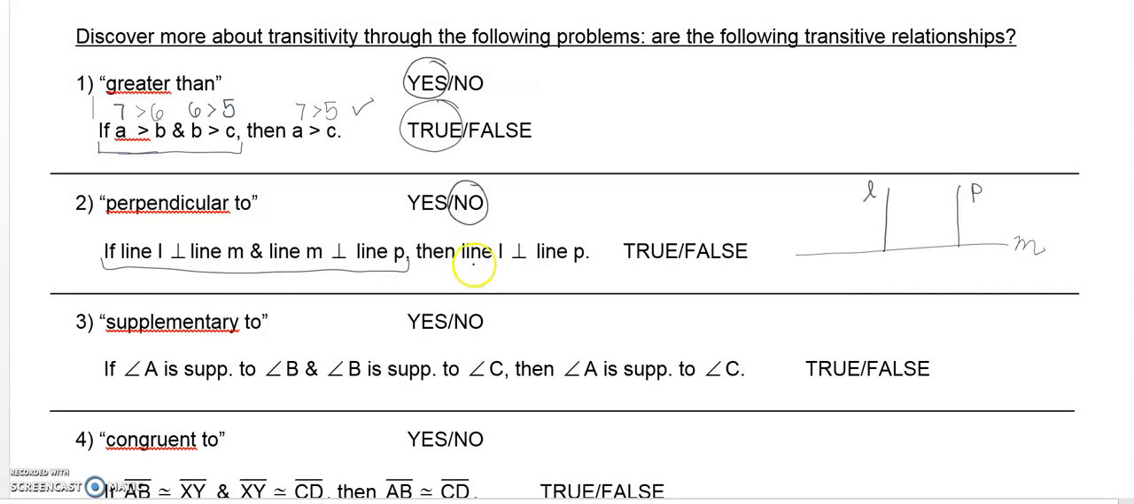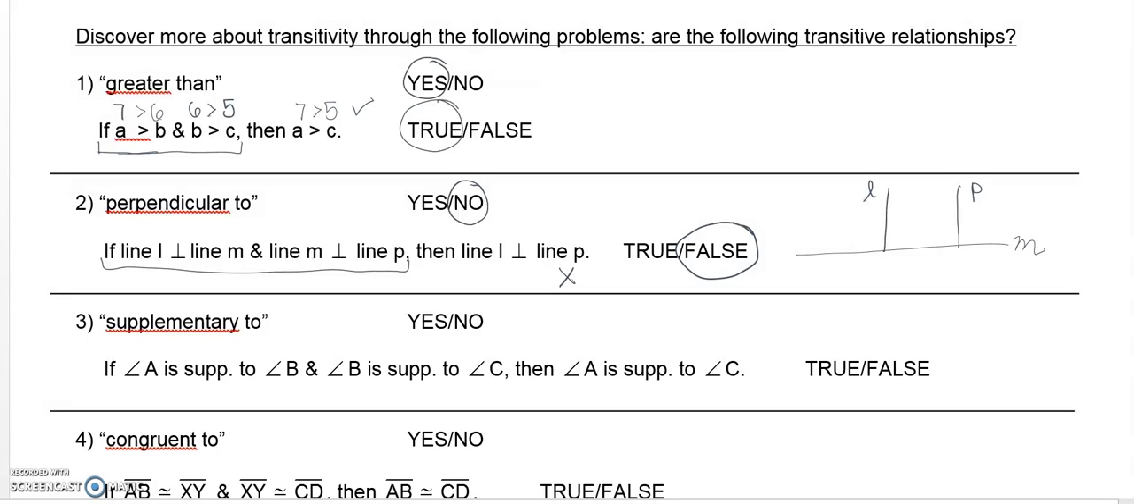Now, can we make the conclusion that line L is perpendicular to P? Heck no. They do not look like they intersect at a right angle, right? They look like they are parallel. And later on we'll prove and see that they are parallel. But in this case, this is a false statement because they are not perpendicular.